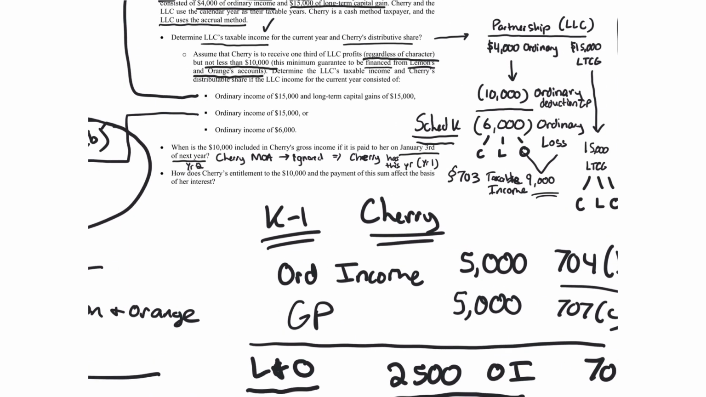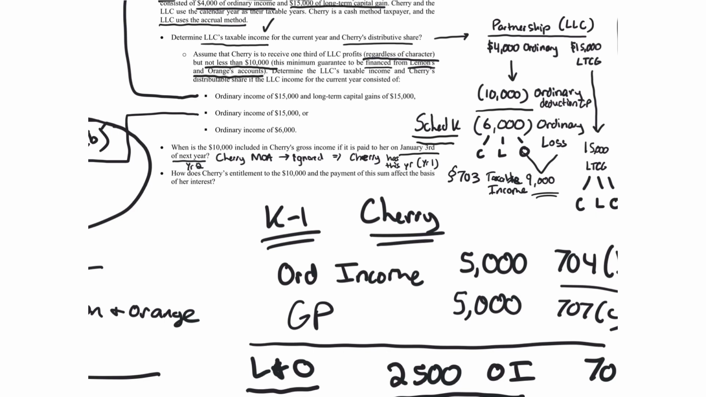How does Cherry's entitlement to the $10,000 and payment of this sum affect the basis of her interest? The guarantee payment does not directly affect the outside basis of Cherry, or even the capital account. Obviously, we know the distributive share makes a big difference because that's your income, gain, loss, and deduction under 705, which authorizes an increase in basis for the partner's share of partnership taxable income. If the guarantee payment is deductible by the partnership, it will not be part of any partner's share of income. If it's capitalized, it will be included in the partner's share of income to some extent. It will not directly affect the outside basis of Cherry.